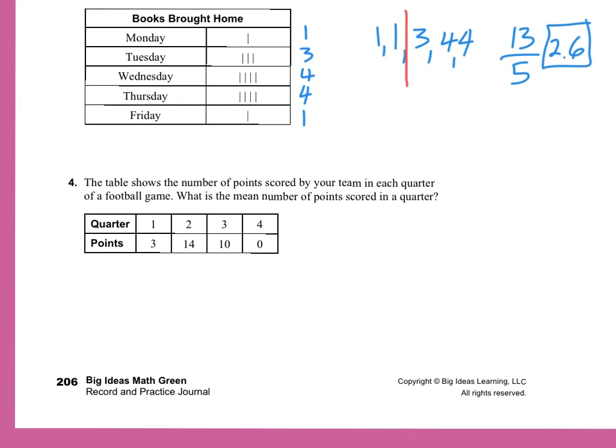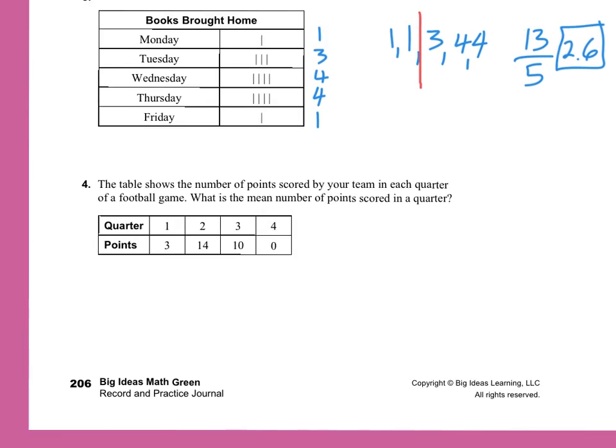Number 4, the table shows the number of points scored by your team in each quarter of a football game. What is the mean number of points scored in the quarter? A lot of people look at this and go, oh no, is it 1, 2, 3, 4? And they add all of this together. No, we are only concerned with the mean number of points. So we care only about the points for the mean.